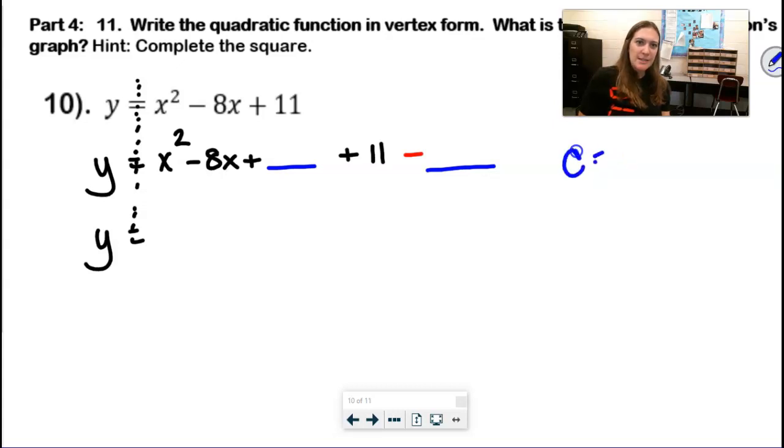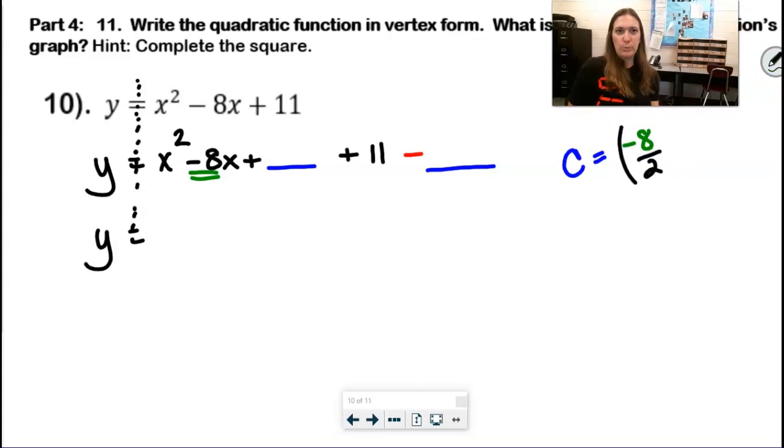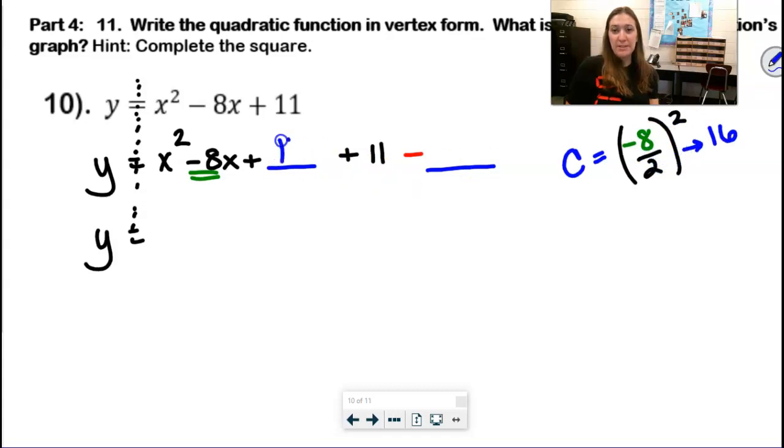All right, so C, still going to find C the same way. You're going to take this middle term, this -8. You're going to cut it in half, and then you're going to square it. All right. So C becomes -4 squared is 16. So I'm going to put a 16 here, and then this is a -16.